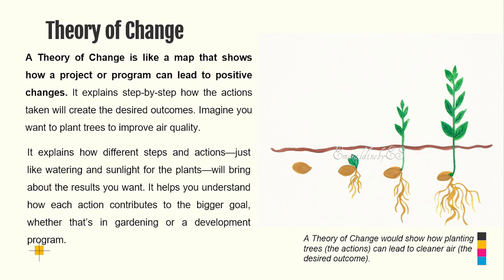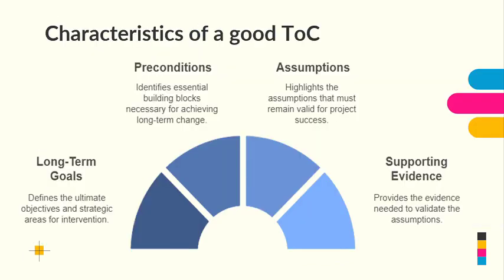It explains how different stages, steps, or actions, just like watering and sunlight for the plants, will bring about the results you want. It helps you understand how each action contributes to the bigger goal, whether it's gardening or a development program. Now, what are some of the characteristics of a good theory of change? The first thing is that it has a long-term goal. Here you define the ultimate objective and strategic areas for intervention, right?